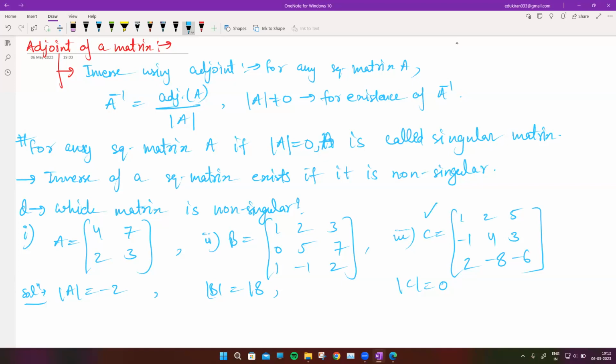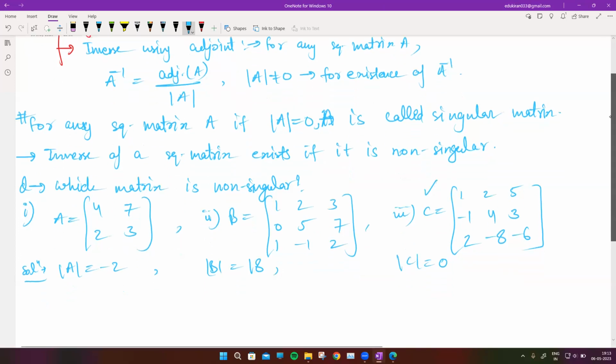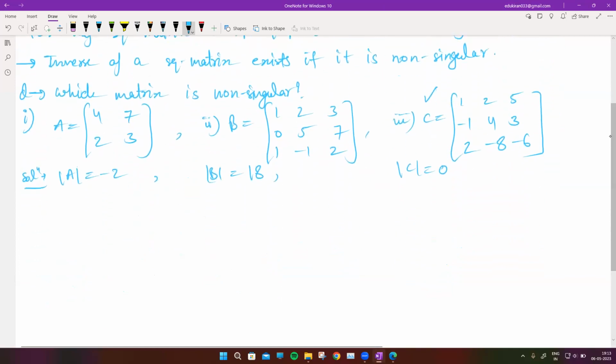Now to find the inverse, we need to find this adjoint. So first understand what we mean by the adjoint of a matrix. We are given a matrix. How do we find its adjoint? It's a very simple formula again. Simple-looking formula, but very tough to calculate.